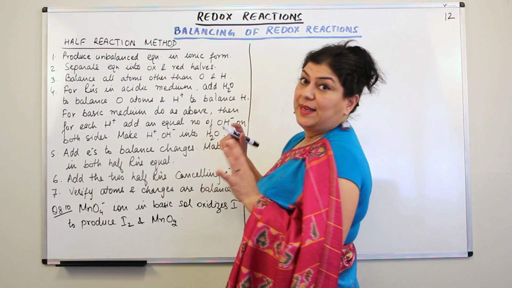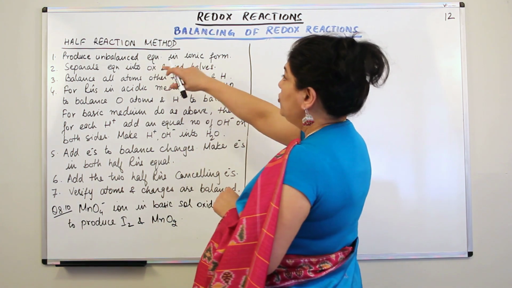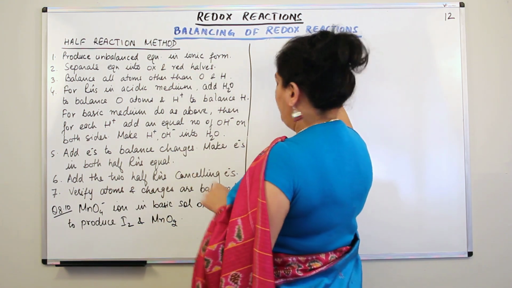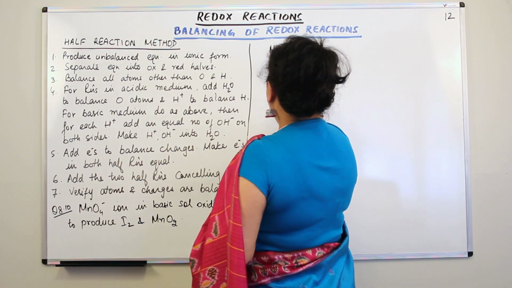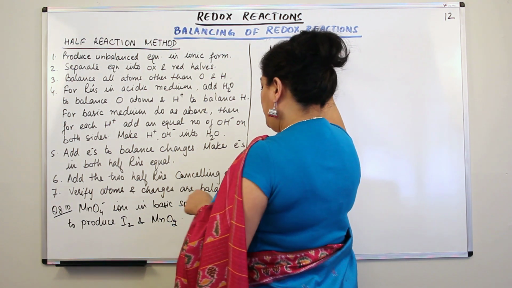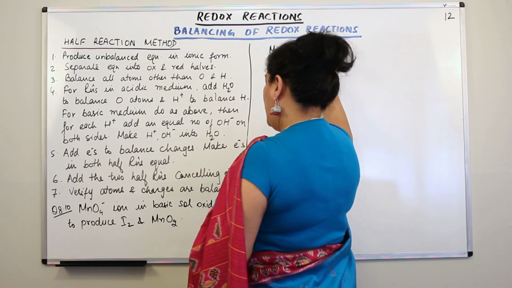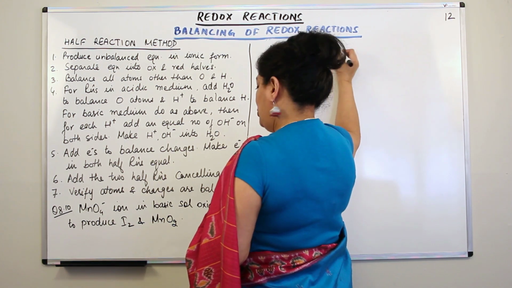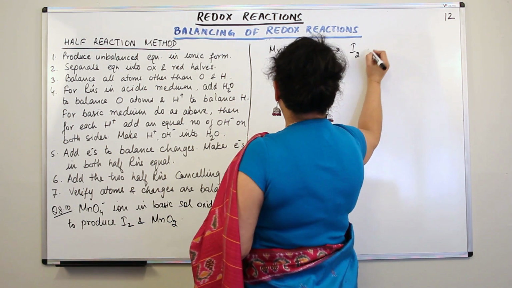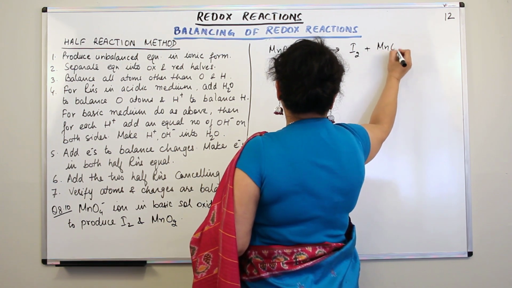So let us first write down the ionic equation in the first step. Produce the unbalanced equation in the ionic form. You have MnO4 negative plus I negative to give us I2 and MnO2.